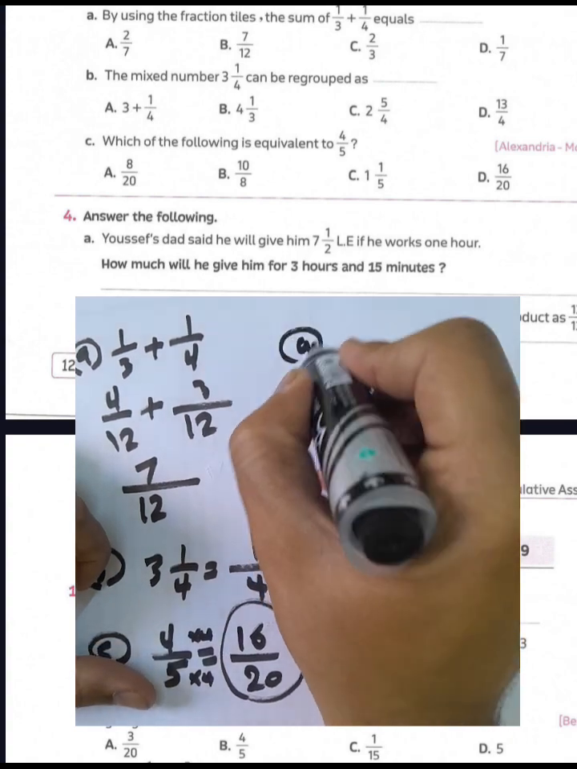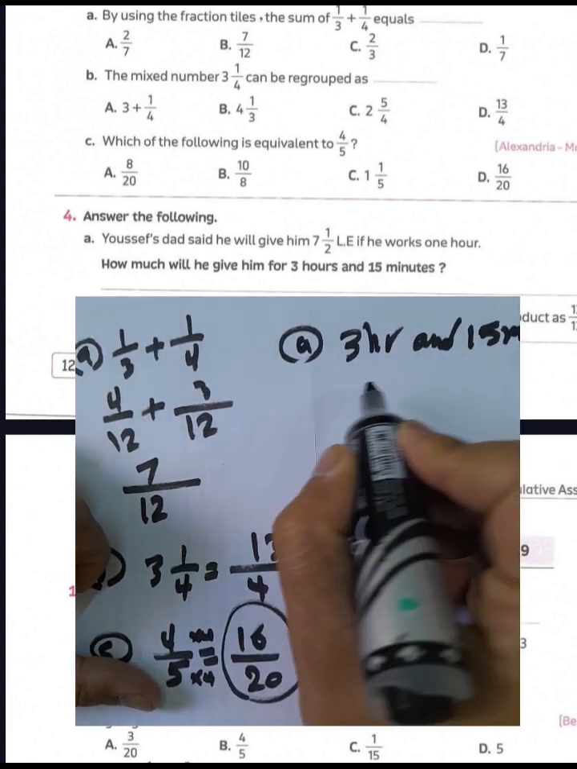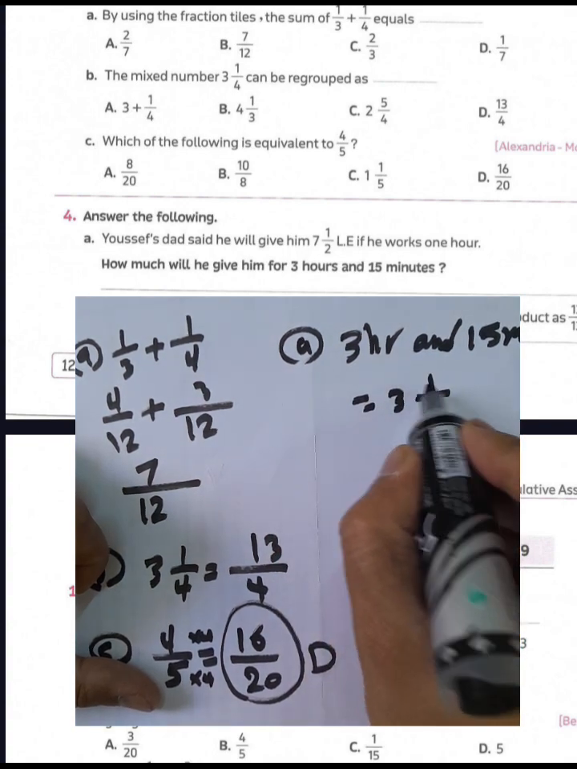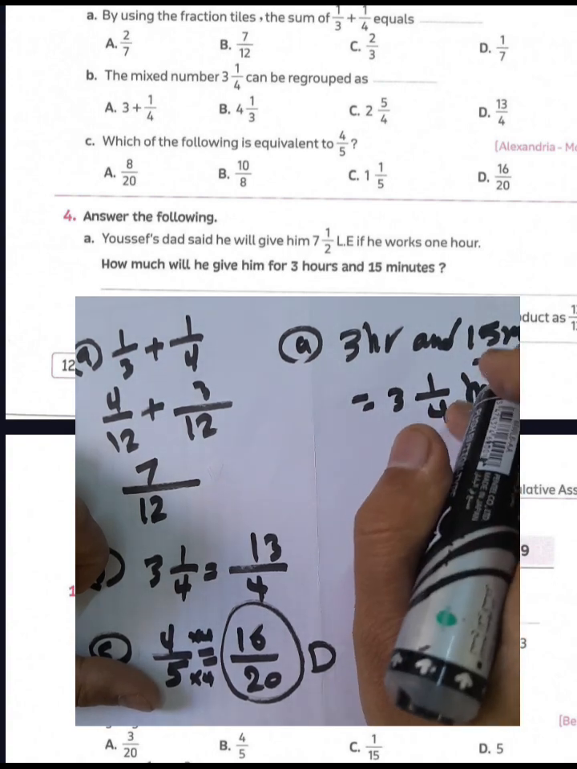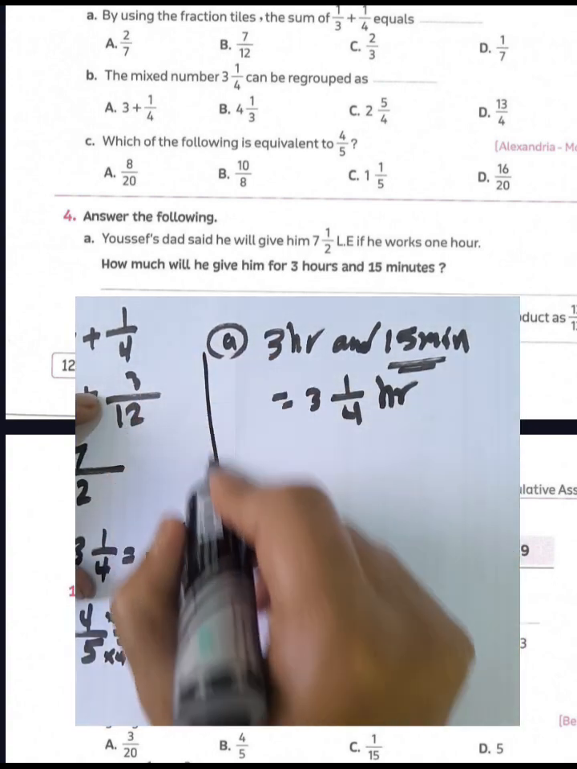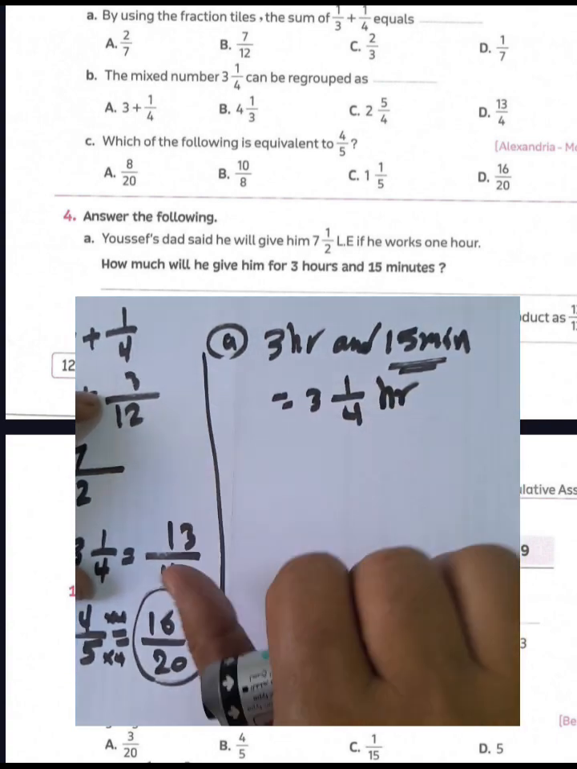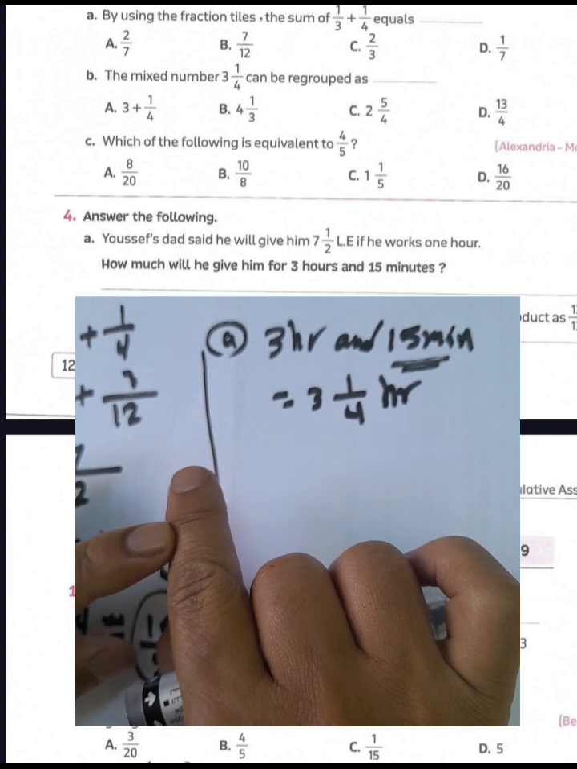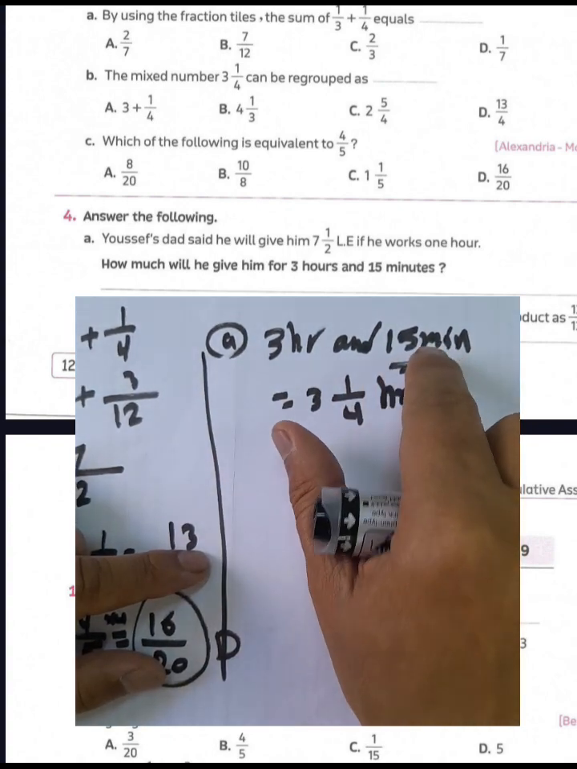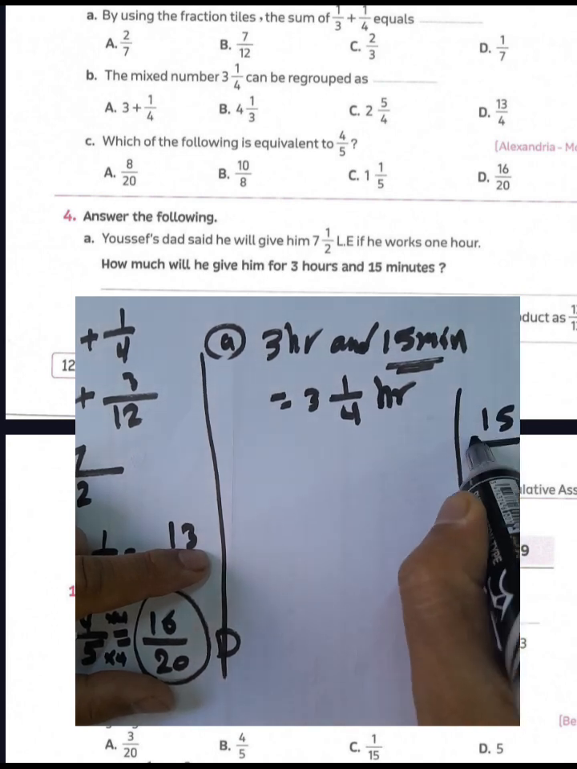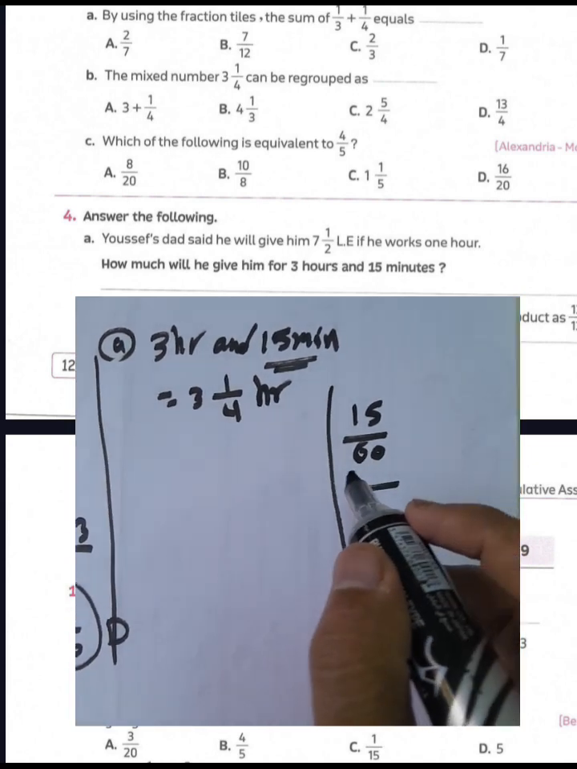In this example, first you must know that 3 hours and 15 minutes equals 3 1/4 hours. Why? Because 15 minutes is a quarter hour. We know 1 hour equals 60 minutes. Understood? 1 hour is 60 minutes, a fourth of an hour equals 15 minutes. So you must convert from minutes to hours by dividing by 60. We can write 15 over 60 in the simplest fraction by dividing numerator and denominator by 15.